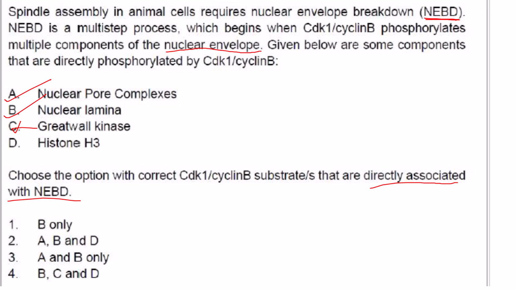Then histone H3. Histones are found in the chromatin structure, so phosphorylating histone H3 doesn't make sense with regard to nuclear envelope breakdown. D is also not correct. So A and B only, that makes option 3 the right answer.